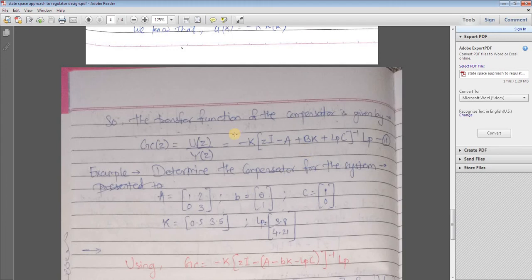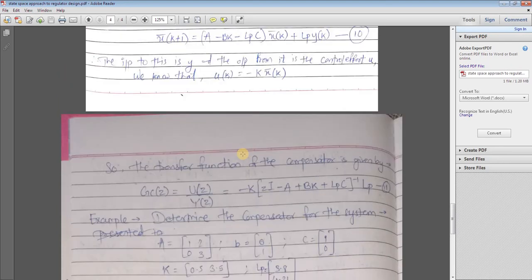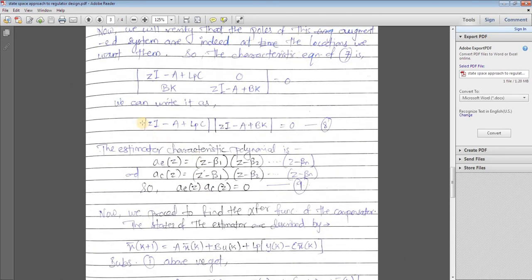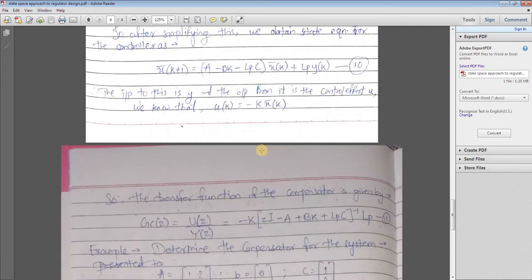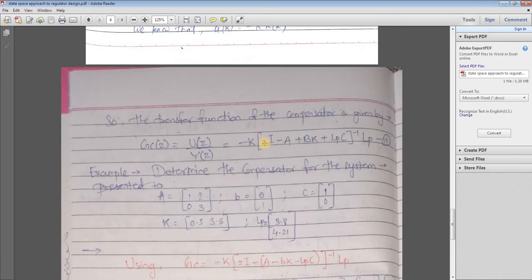So by looking at this equation, we can recall that we have designed the state feedback controller such that the roots of this are at the required locations, but now we have a different characteristic polynomial, which is this one, zI minus A plus BK plus L_P C. This is the characteristic polynomial which is different.